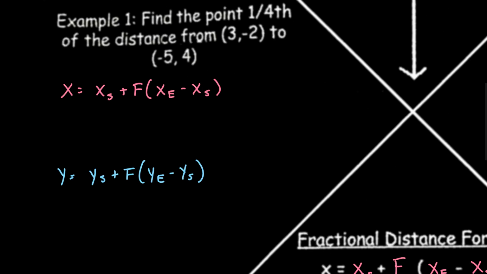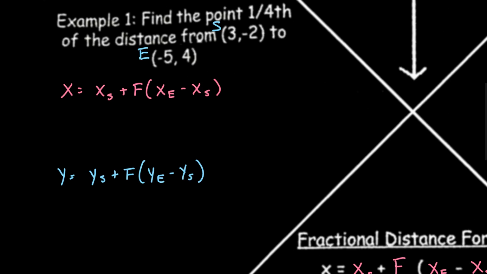So, on this problem, it says find the point a fourth of the distance from 3, -2 to -5, 4. What do you think we need to ask ourselves first? Which one's the start? So which of these points is our starting point? It says from 3, -2 to -5, 4. That means we're starting at 3, -2. And we're ending at -5, 4.